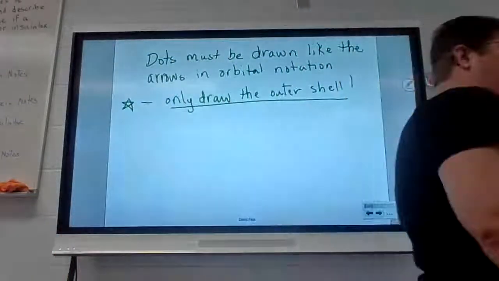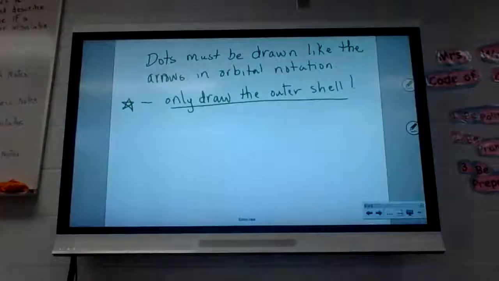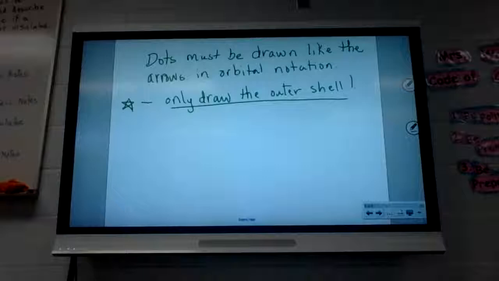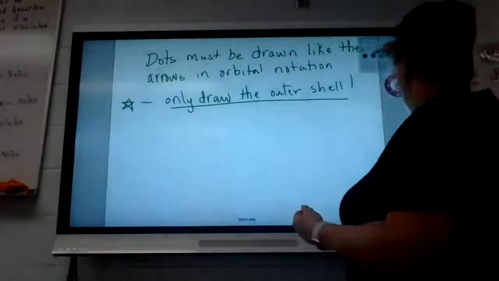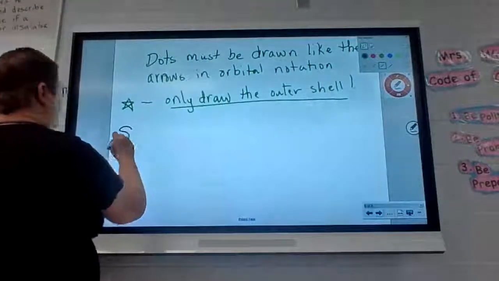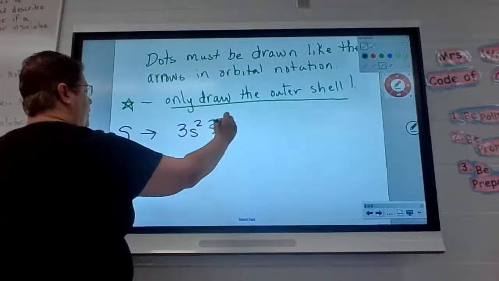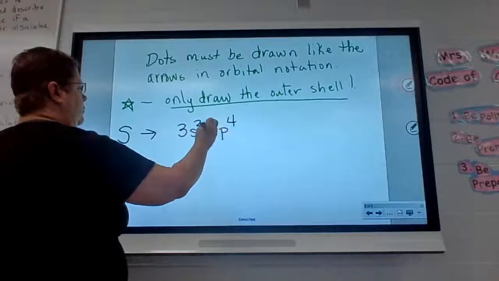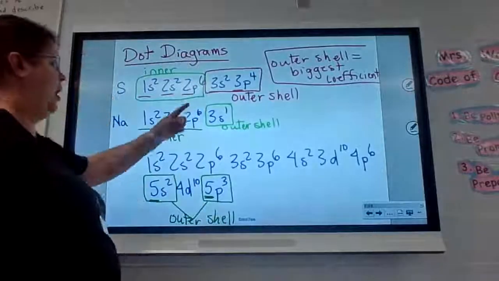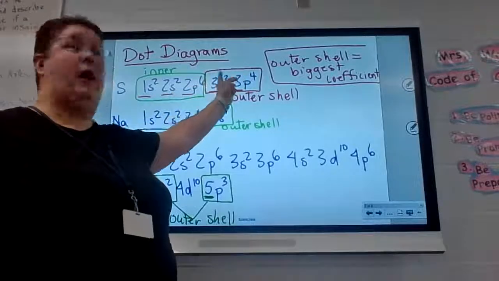Now, I just said we have to draw the dots like the orbital notations, right? Some of you will think, oh my God, I got to draw those arrows again? No, we only have to draw the outer shell. So, what does the outer shell look like? So if we go back to sulfur, sulfur's outer shell was 3s2, 3p4. If I go back right here, y'all said 3s2, 3p4. That's why I wrote that, right?